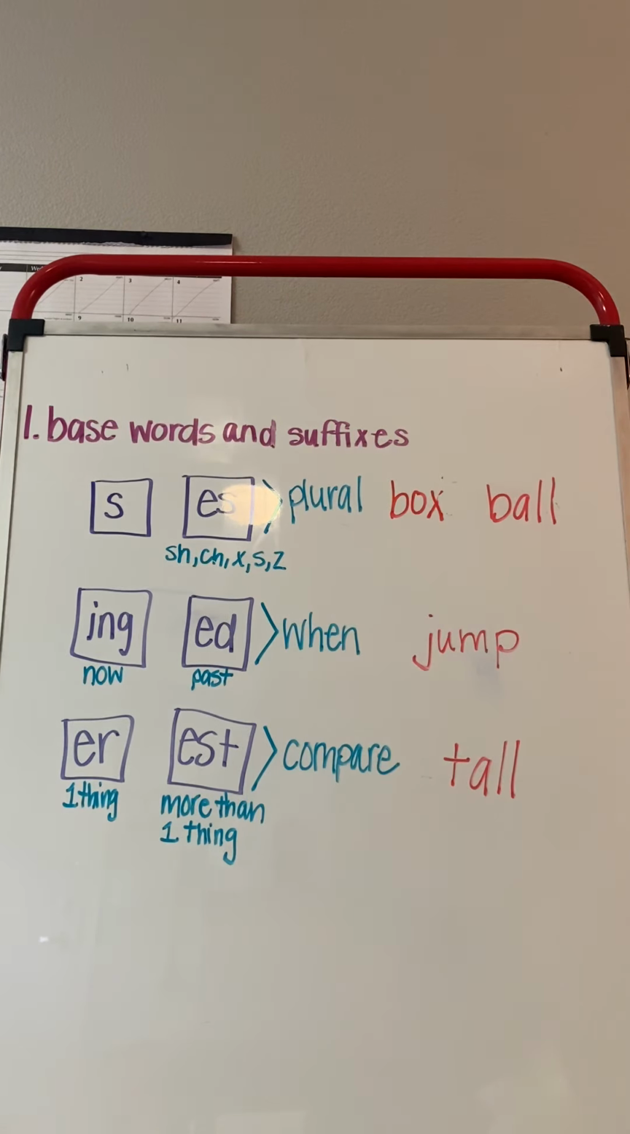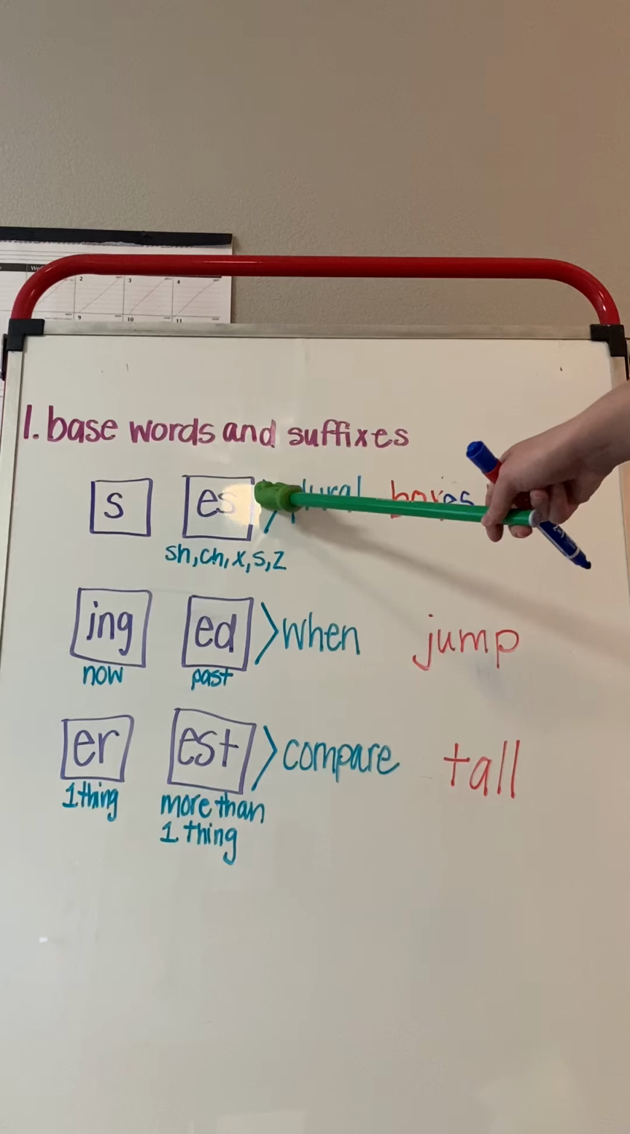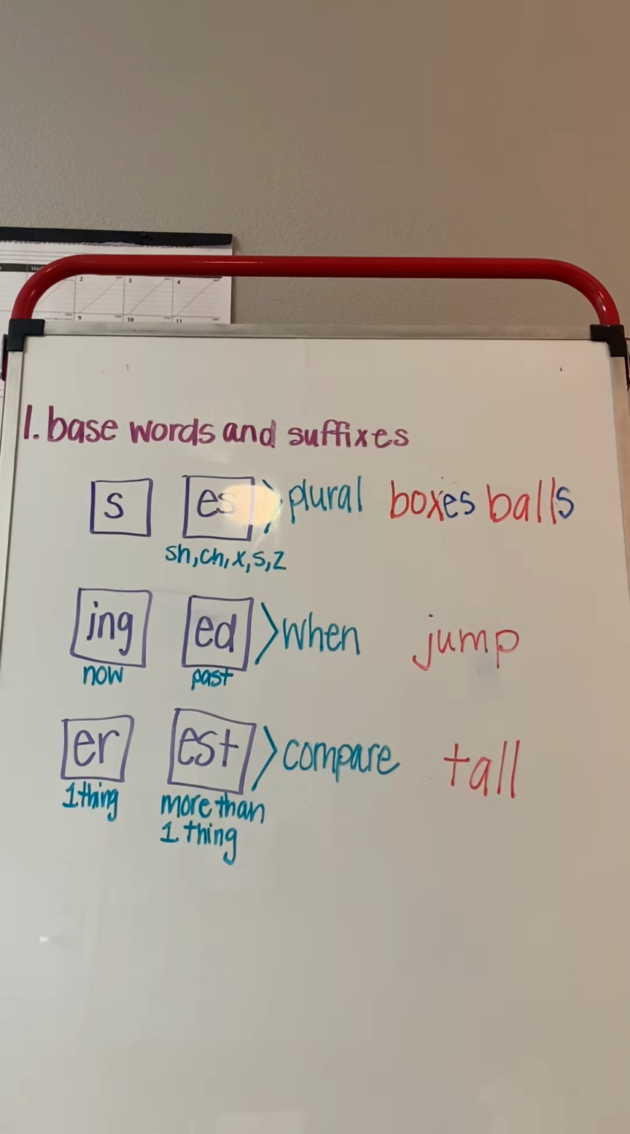Looking at our word box, I notice that it ends in an X, which means that I am going to add ES as my suffix, and ball ends in an L, so it's okay to just use S. Now you can also hear that difference, right? Boxes, balls, okay? That's because ES makes an iz sound as a suffix, and S just keeps the S sound as a suffix, okay?